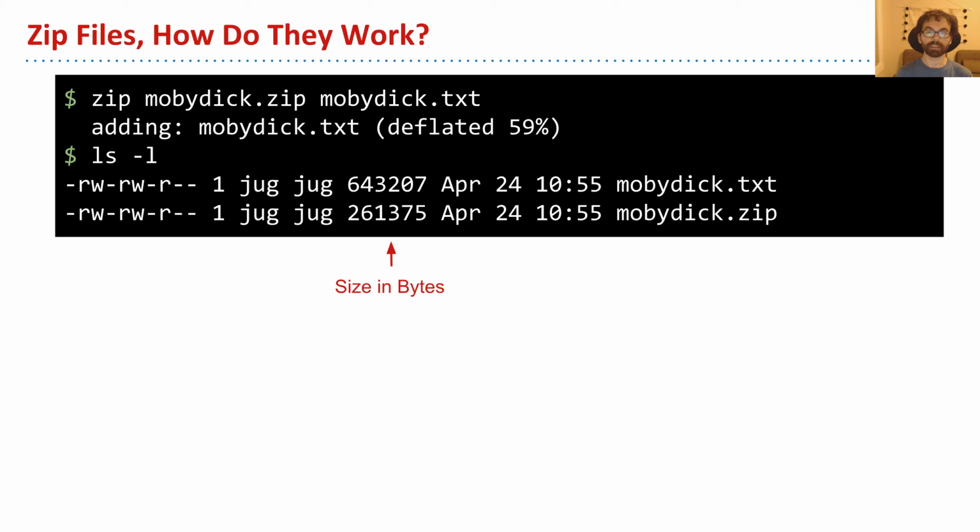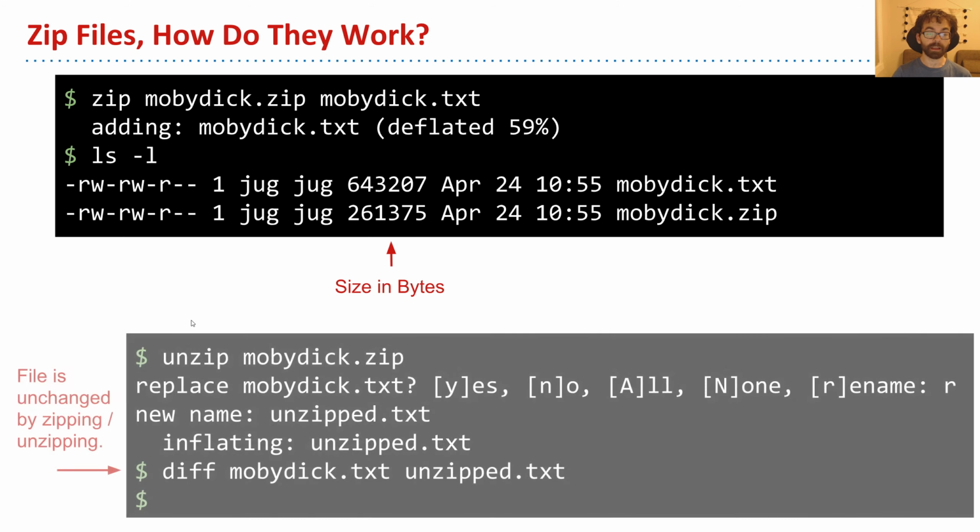One of the goals of today's lecture will be to address the age-old question, zip files. How do they work? You may have at some point made a zip file or downloaded one from the internet, and the basic idea is that given a text file like, say, mobydick.txt, which is 643,207 bytes, if I were to zip this file, I produce a mobydick.zip file, which is smaller.